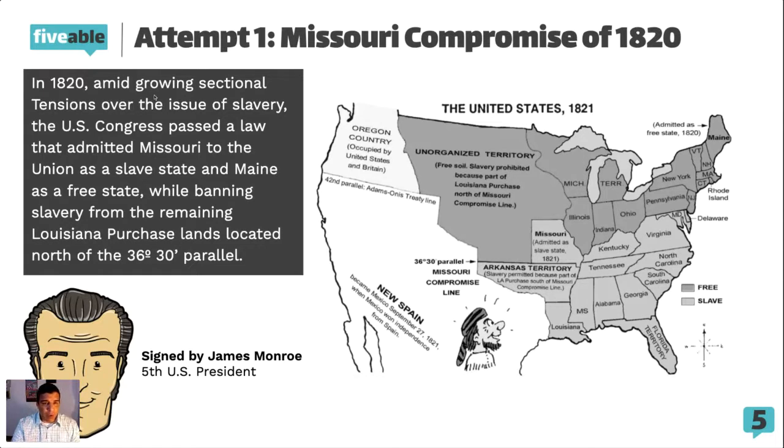So in 1820, amid growing sectional tensions over the issue of slavery, the U.S. passed a law that admitted Missouri as a slave state and admitted Maine as a free state, while banning slavery in the remaining parts of the Louisiana Purchase north of the 36°30′ parallel. So here's what it does, the Missouri Compromise. First, it says, Missouri, you're going to enter as a slave state, Maine as a free state. Why would they do that?